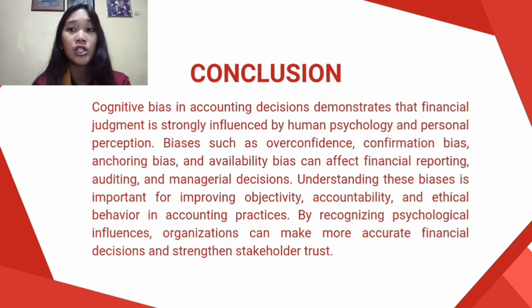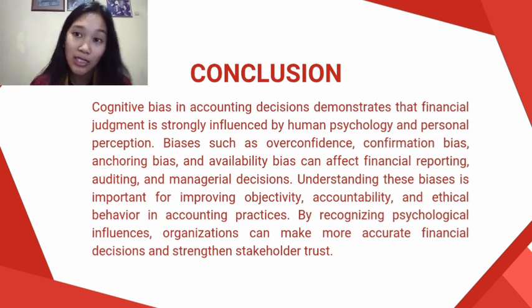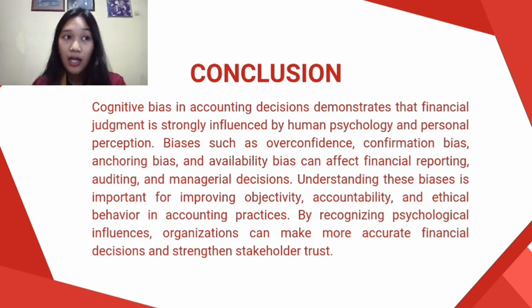And then my conclusion about this material is that cognitive bias in accounting decisions demonstrates that financial judgment is strongly influenced by human psychology and personal perception. Biases such as overconfidence, confirmation bias, anchoring bias, and availability bias can affect financial reporting, auditing, and managerial decisions. Understanding these biases is important for improving objectivity, accountability, and ethical behavior in accounting practices. By recognizing psychological influence, organizations can make more accurate financial decisions and strengthen stakeholder trust.